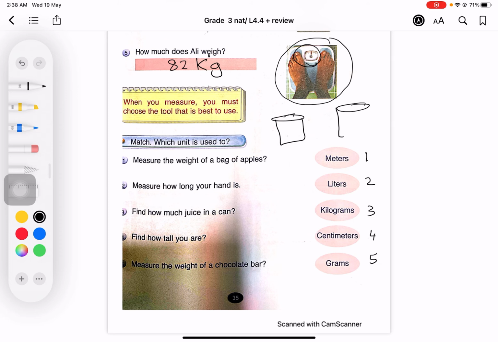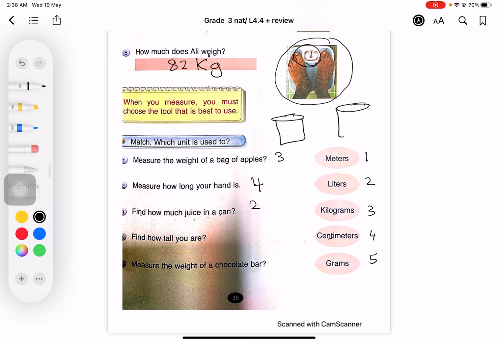Measure the weight of a bag of apples. What unit are you going to use? If we are measuring apples, you are going to use what? Yes, you are correct, kilograms. Here I will write 1, 2, 3, 4, 5. I will label my units, and I will write beside each question what unit I will use. Measure the weight of a bag of apples, you are going to use kilograms. So it's question number 3. Measure how long your hand is. Your hand is short, so what will I use? Centimeters. It's 4.